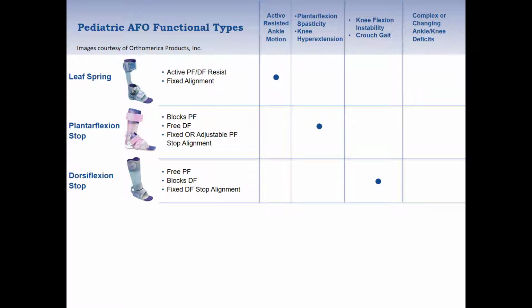Dorsiflexion stop AFOs provide high resistance to dorsiflexion at a fixed flexion angle while permitting free plantar flexion. Dorsiflexion stop orthoses are used to treat knee flexion instabilities resulting from knee extensor insufficiency or crouch gait resulting from knee flexion spasticity or contracture. Dorsiflexion stop orthoses are not used to treat plantar flexion spasticity or when there is spastic co-contraction at the knee, such as in jump gait.